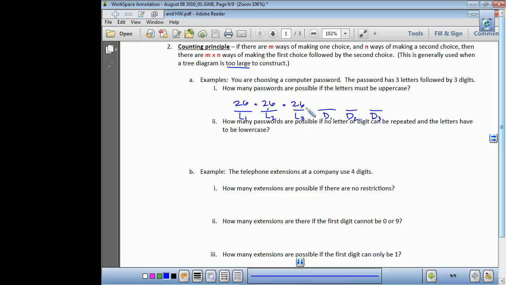Now I'm switching to digits. When we talk about digits, we're talking about the numbers 0 to 9. How many numbers are there, 0 to 9? 10. And since it doesn't give me any restriction, it's 10 times 10 times 10. Okay, so we multiply these out, and we get 17,576,000 possible passwords.